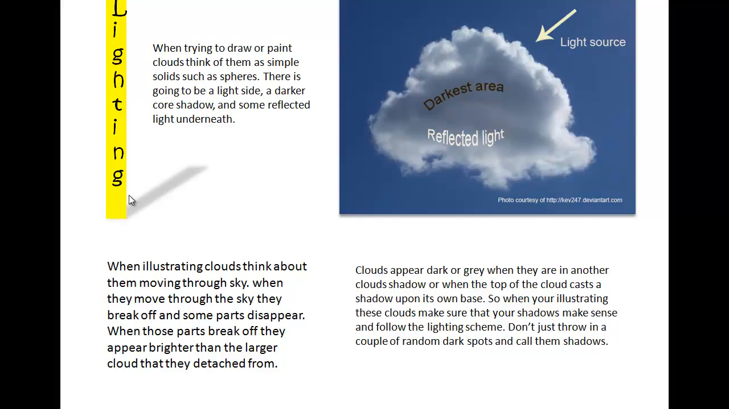So think of the cloud as a sphere, and it'll make lighting them a lot simpler. You have your darker area here, your core shadow, you have your reflected light underneath, and then you have the light side where the light source is coming from. So if you think of it as a simple solid, it'll make it a lot easier. If you're wondering why clouds are dark or grayish, it's either because they're casting a shadow on themselves, or another cloud is casting a shadow on top of them.